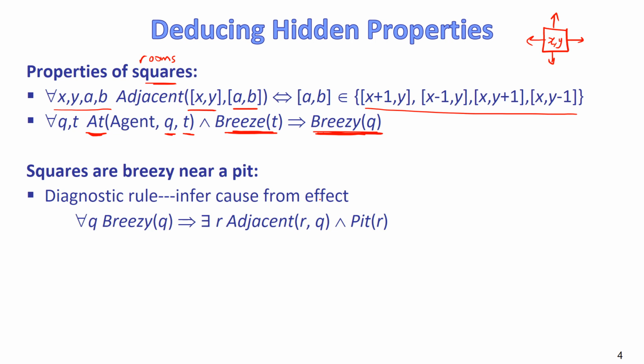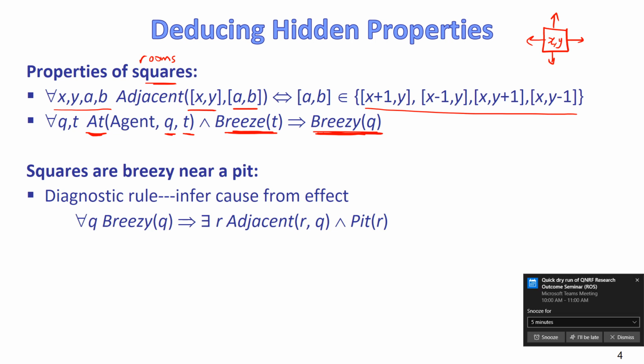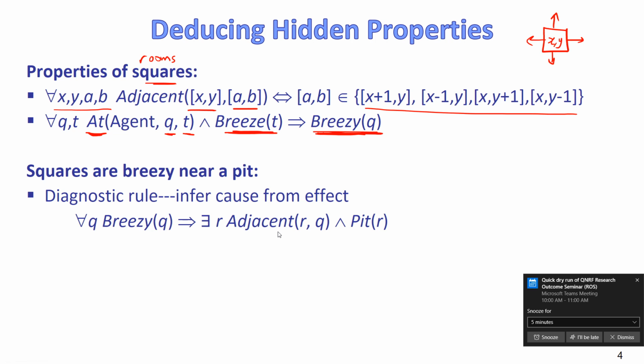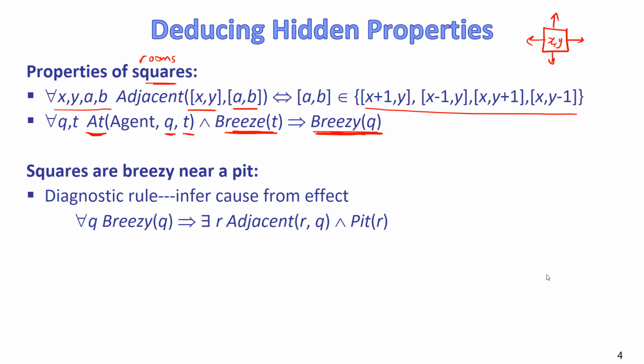If one of the rooms is breezy, which means that we sensed breeze when we are at that room, at that time, then, now this is the cause, then there is a pit somewhere in the adjacent rooms. So the first step, when you design these rules, is to write the rules in natural language first and think about them, and then you interpret them using first order logic.